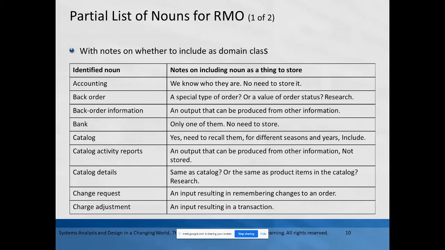again, continuing with this Rocky Mountain Outfitters, they've done whatever technique where they've identified the nouns and they've made some notes about that noun. So with accounting, they made a note saying, we know who they are, there's no need to store it. Back orders are wondering, is this a special type of order? In other words, would I have a separate class / entity for back order, or is back order really an attribute within order that's just a special type of order? So these are the types of things they're thinking about.